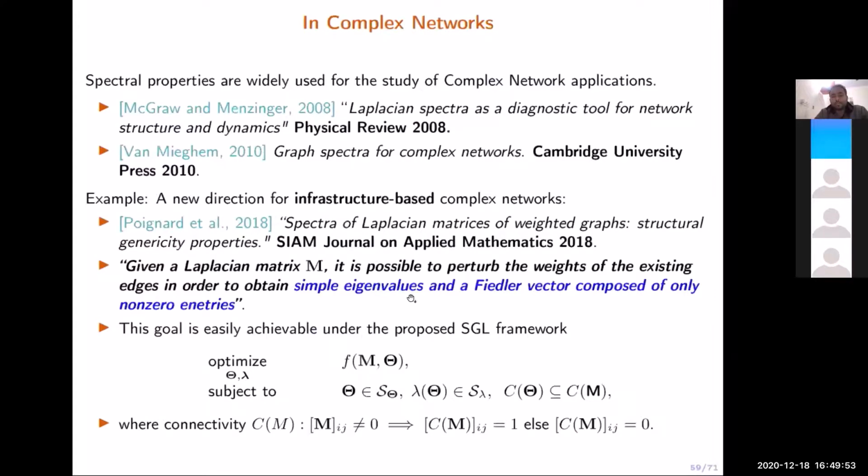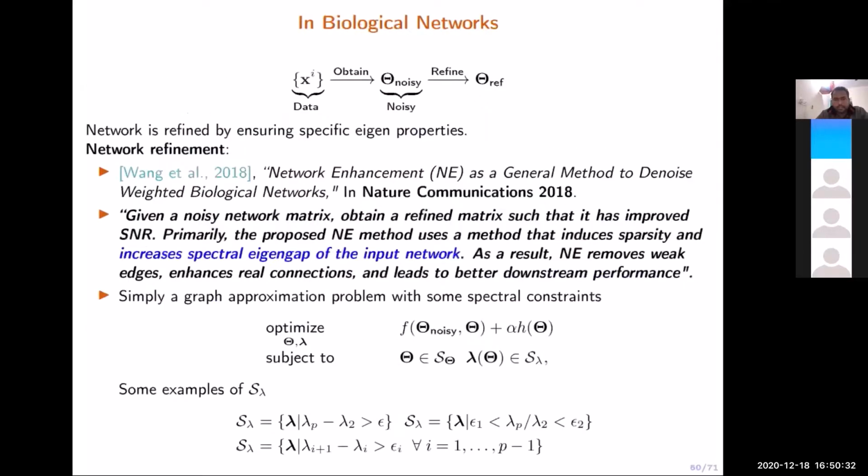But there is a new problem in complex networks which can be directly solved. It requires that we approximate a complex network, where the network is a kind of fixed infrastructure network. Given a fixed infrastructure network, we want to approximate it to another fixed infrastructure network, but with certain stability properties, and that is proposed to be solved under the realm of spectral properties. So in that line also, the spectral approximation of a graph matrix is useful, and this is ongoing research. The next thing is biological networks.